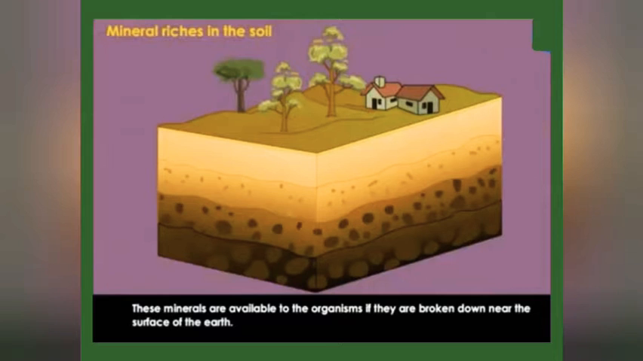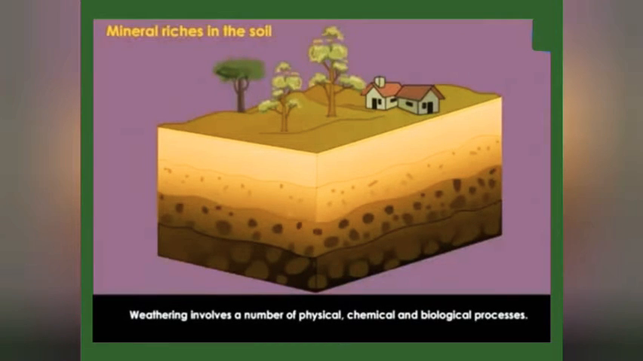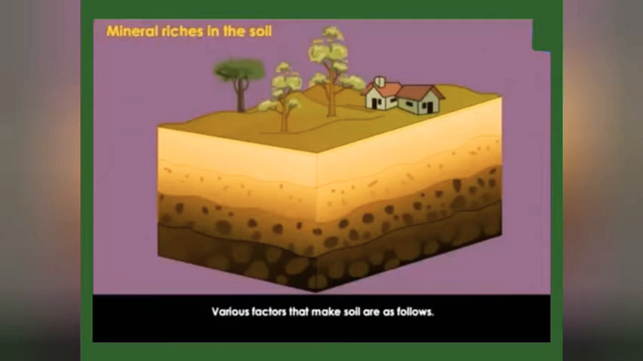These minerals are available to the organisms if they are broken down near the surface of the earth. This process is called weathering, which results in the formation of soil. Weathering involves a number of physical, chemical, and biological processes. Various factors that make soil are as follows.